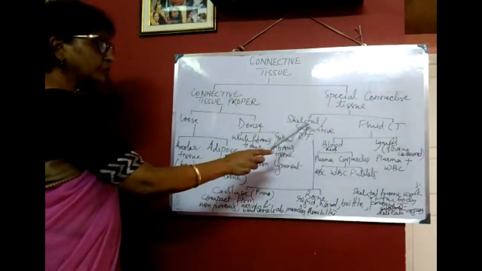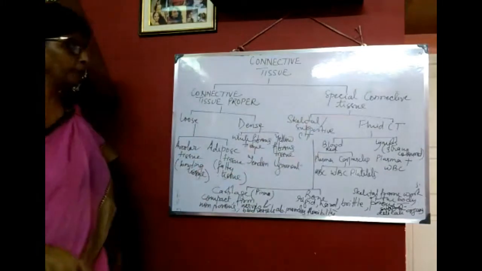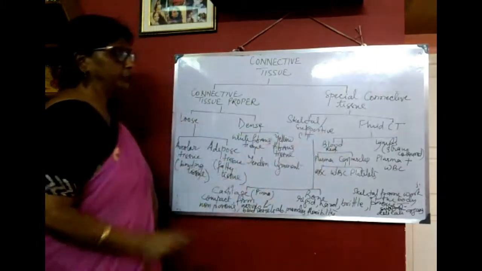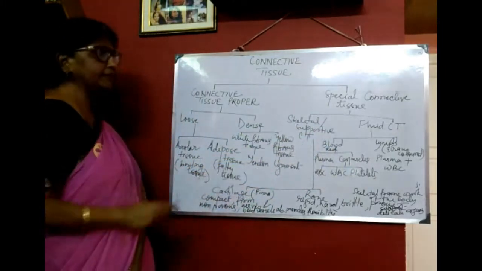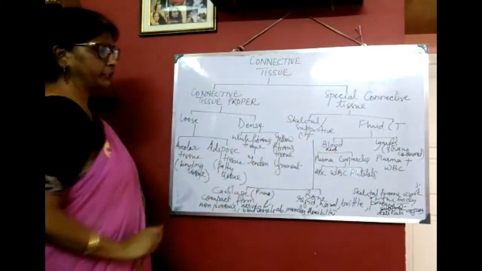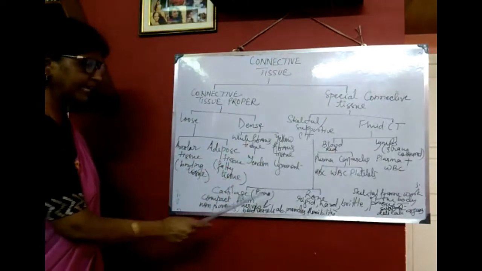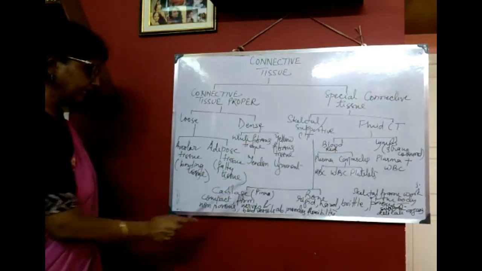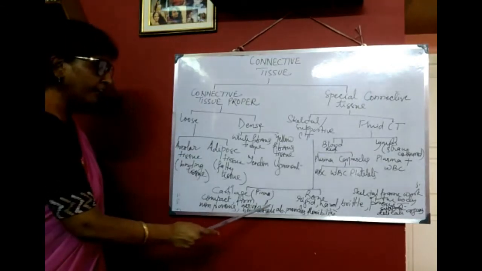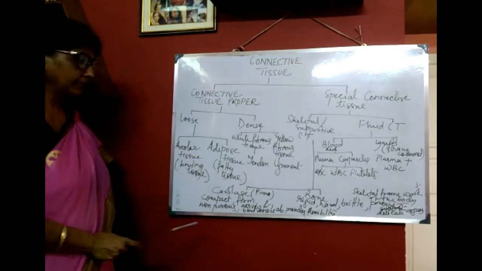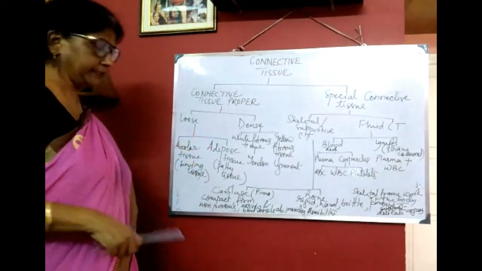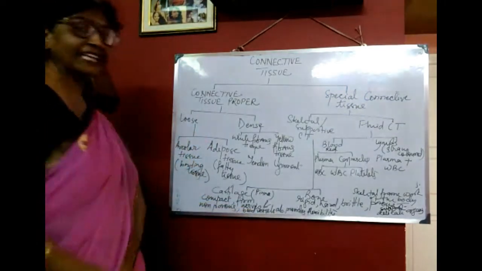Then next we have the special connective tissue. Under special connective tissue, two types: skeletal tissue and fluid connective tissue. Skeletal or supportive connective tissue, fluid connective tissue. Under skeletal connective tissue, there are two types. One is called cartilage and one is called bone. Cartilage is compact, firm, non-porous, devoid of nerves and blood vessels. It is present in the pinna, at the end of the bones. It provides flexibility.